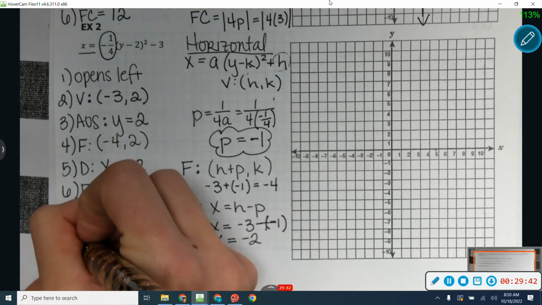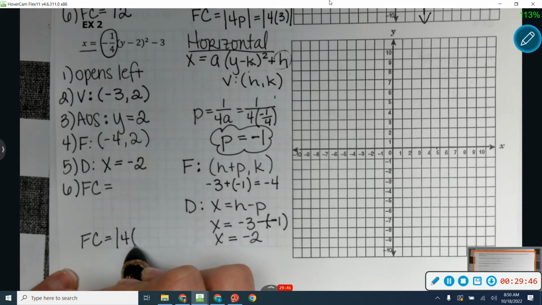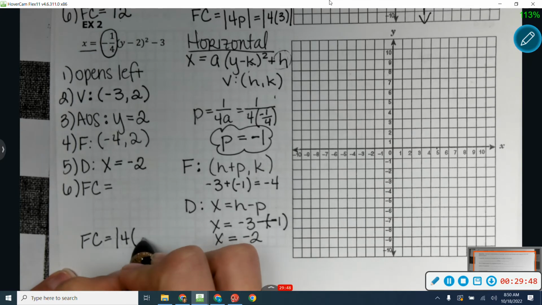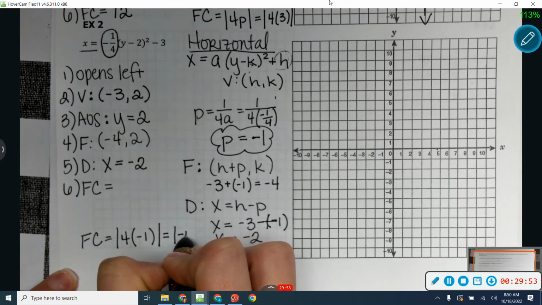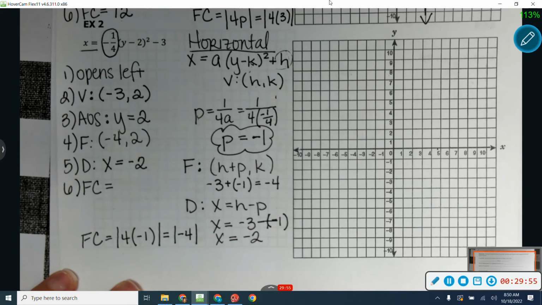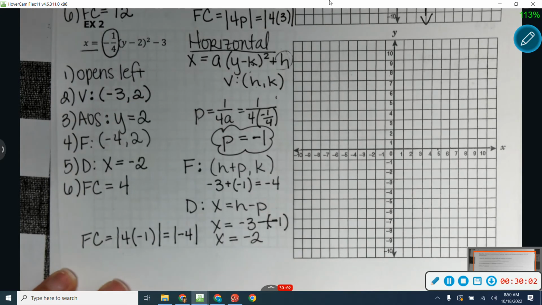My focal chord is the absolute value of 4 times -1. That's the absolute value of -4. Please be careful with your absolute values. So my focal chord is just 4.